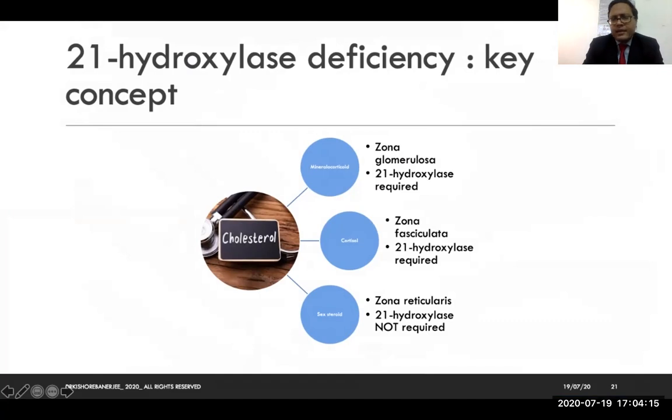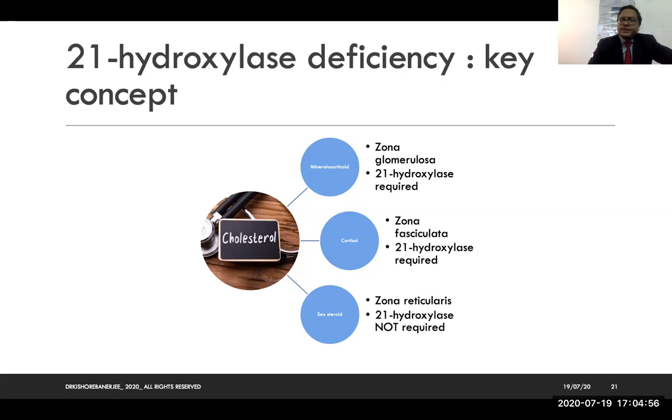So this one I have again tried to simplify. Basically, in this 21-hydroxylase deficiency, there are 3 hormones which are produced from the cholesterol in the adrenal cortex: mineralocorticoids, cortisol or glucocorticoid, and the sex steroids. And this is in the zona glomerulosa, fasciculata, and reticularis. This 21-hydroxylase, which is the key enzyme missing in the 21-hydroxylase deficiency, the most common variant, is present in the zona glomerulosa and in the fasciculata, and is required to synthesize mineralocorticoid and cortisol.